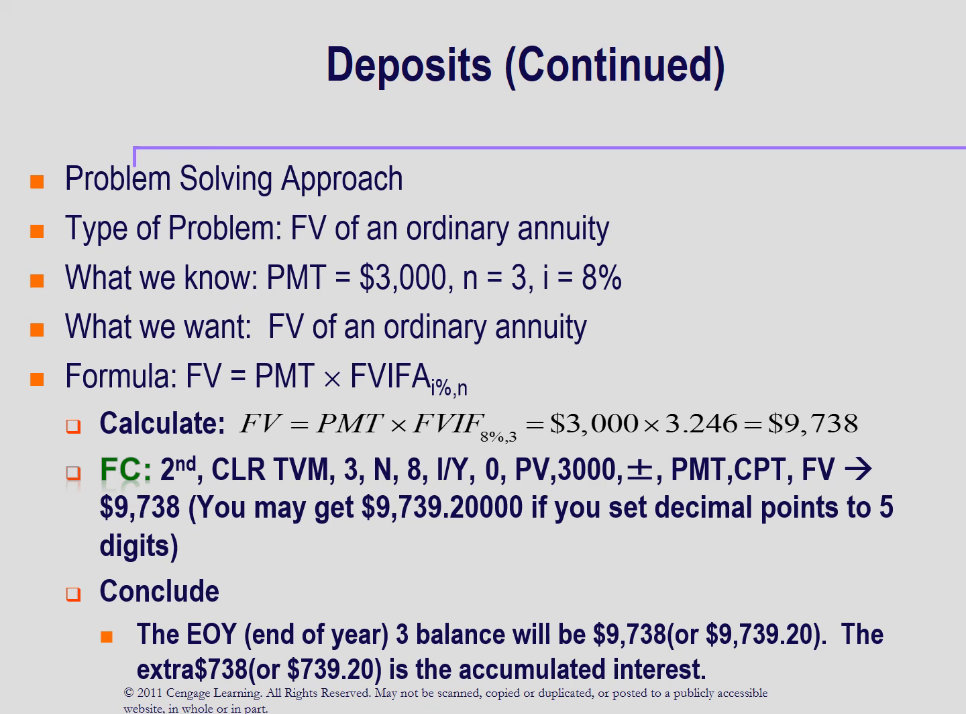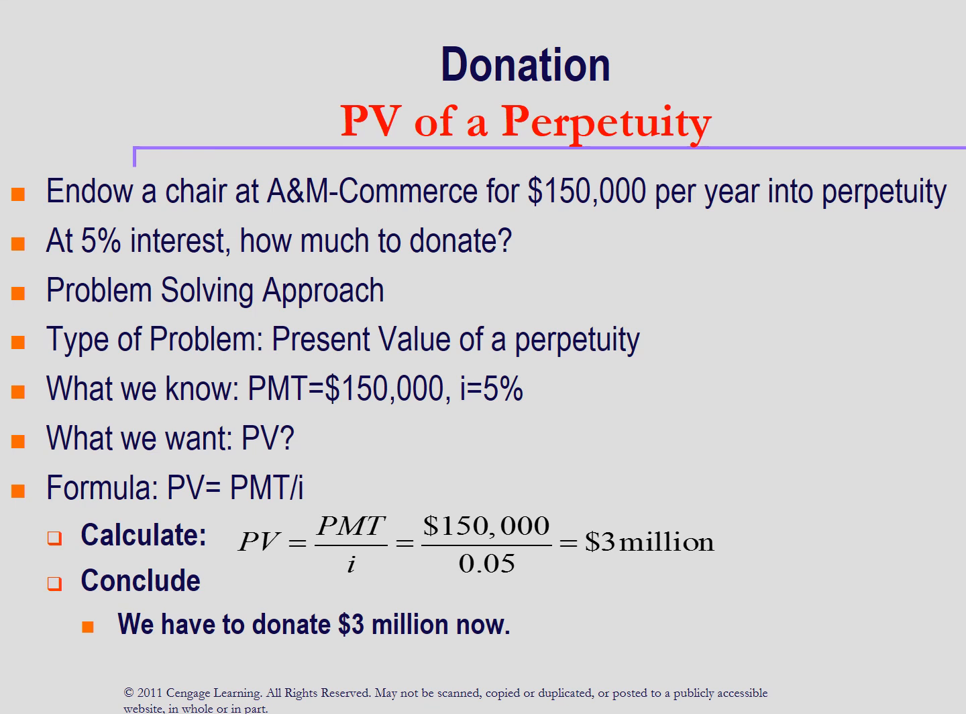You want to create an endowed chair position at A&M Commerce for $150,000 per year into perpetuity at 5% interest rate. How much should you donate? This is a present value of a perpetuity problem. The present value of a perpetuity is calculated by the equal cash flow divided by the interest rate.